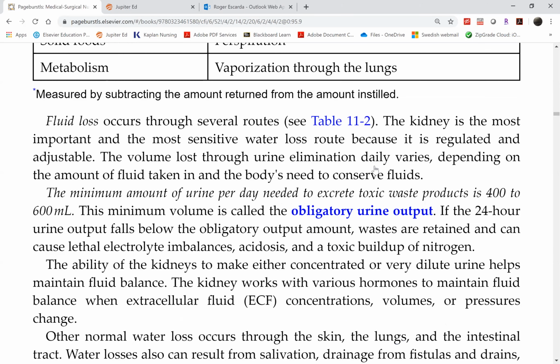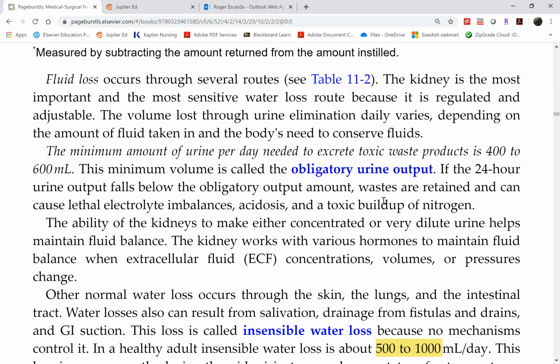Let's discuss obligatory urine output. So no matter how dehydrated a person is, no matter what stage you are in acute kidney injury, which you'll discuss next semester, there is a certain amount of urine that has to be produced by the kidneys. By the term itself, obligatory, the kidneys are obligated to produce urine output. So when you say anuria, that really doesn't mean zero. Okay, there's really no such thing as a zero urine output. There has to be some minimum.